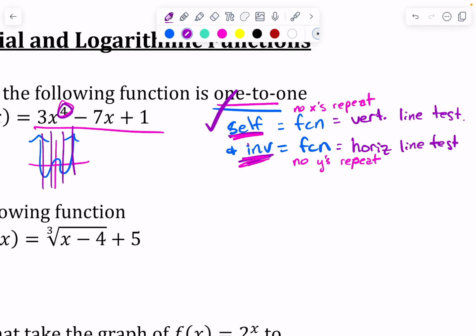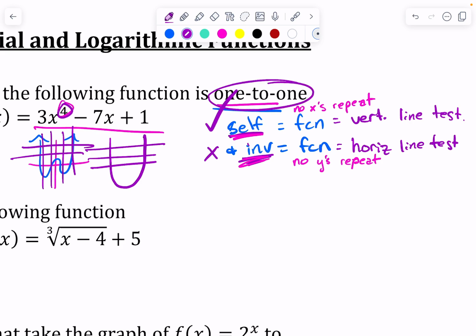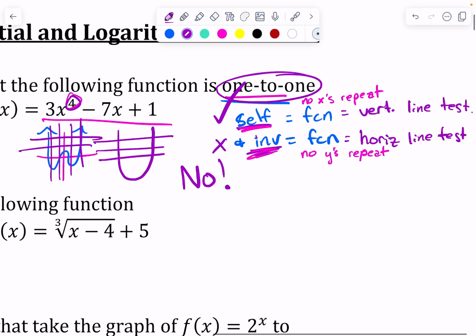So even if it's flat in the middle and it doesn't have an extra little bump in there, it's still not going to pass the horizontal line test somewhere up above here. So this crosses out. One-to-one, no, it's not a one-to-one function. It's a function, but its inverse is not a function, so it's not a one-to-one function.